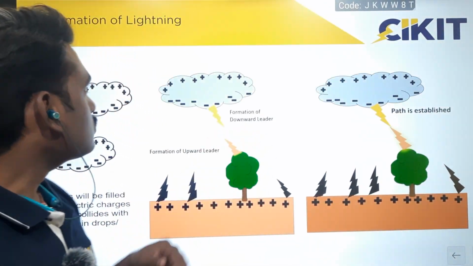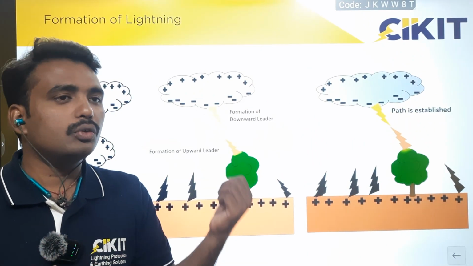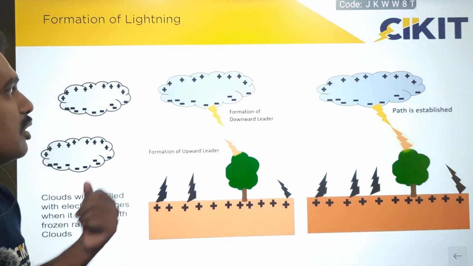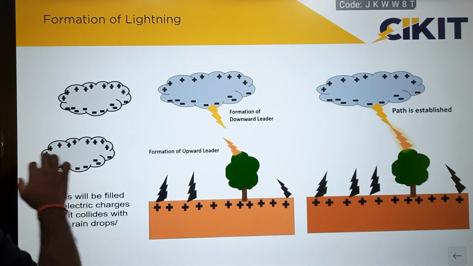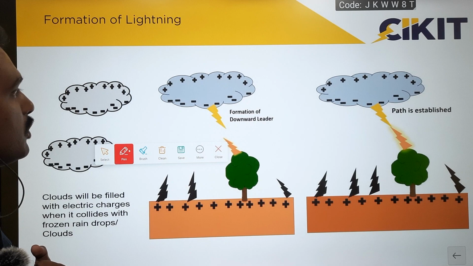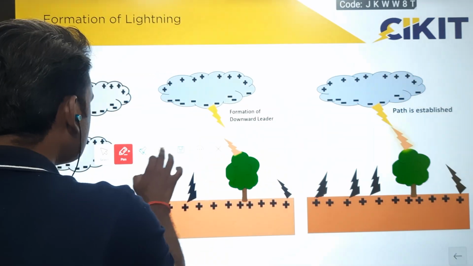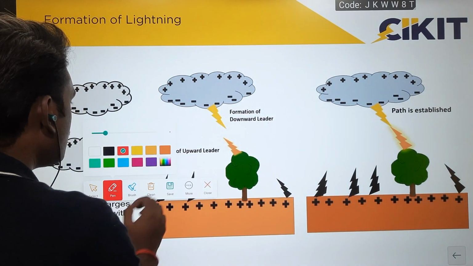Okay, fine. So lightning is nothing but the discharge of charges from the cloud to the ground. During thunderstorm conditions, usually positive charges will get accumulated on the top portion of the cloud, and negative charges will accumulate on the bottom portion of the cloud.